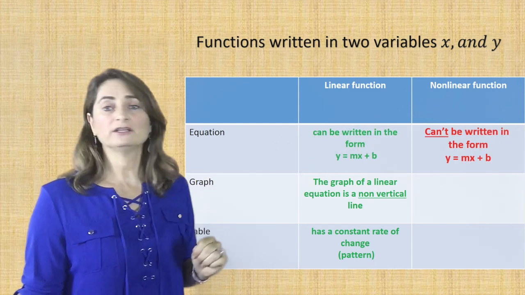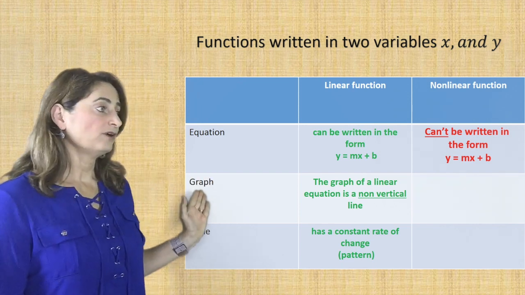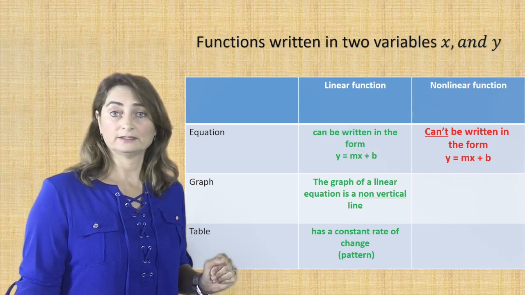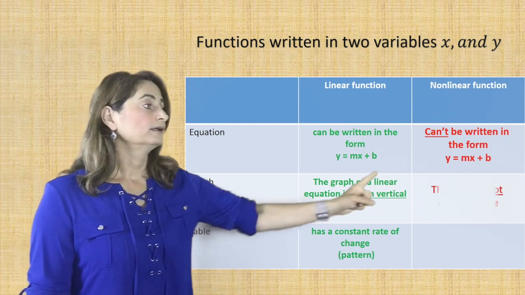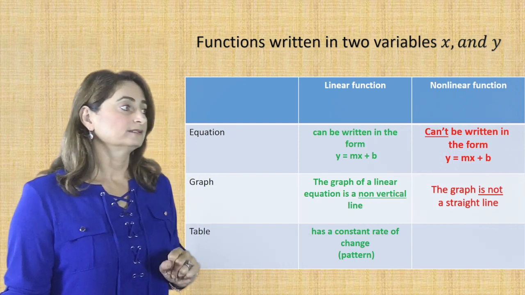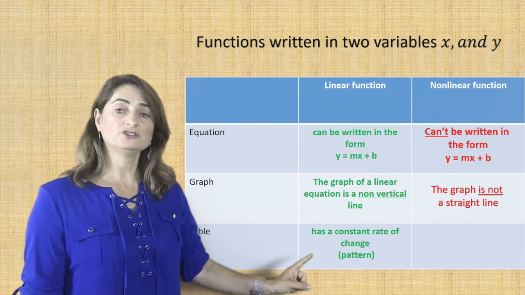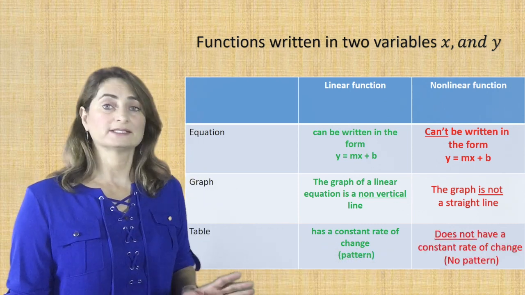A nonlinear function you cannot write in the form y equals mx plus b. In a graph, the graph of a linear equation is a non-vertical line. It is a line, but it's not a vertical line. A nonlinear graph is not a straight line. If a table has a constant rate of change, that would be linear. If it does not have a constant rate of change, it's nonlinear.